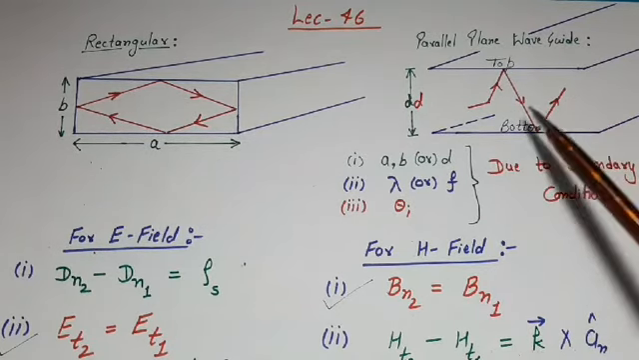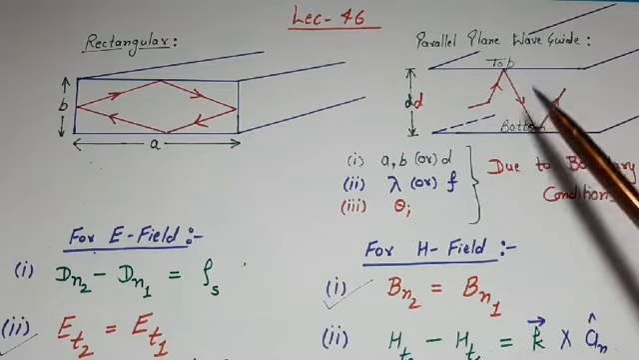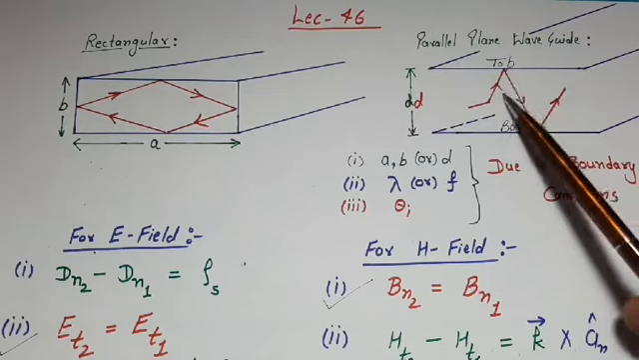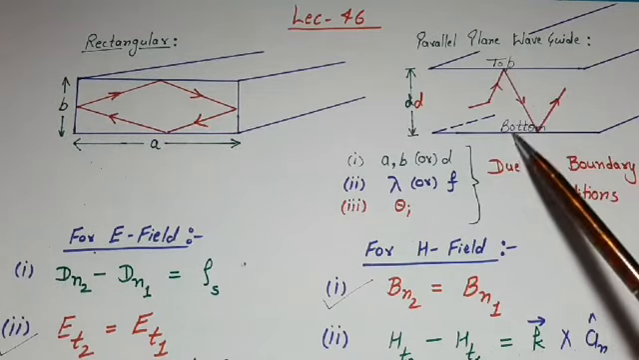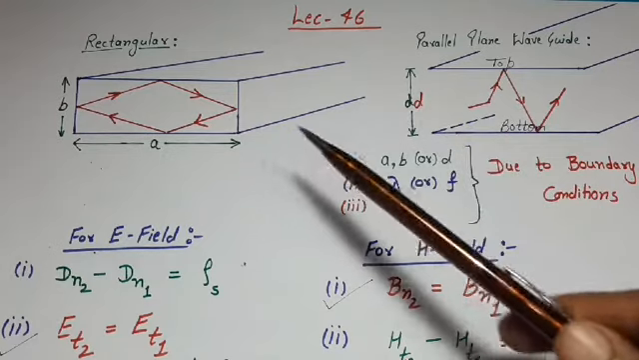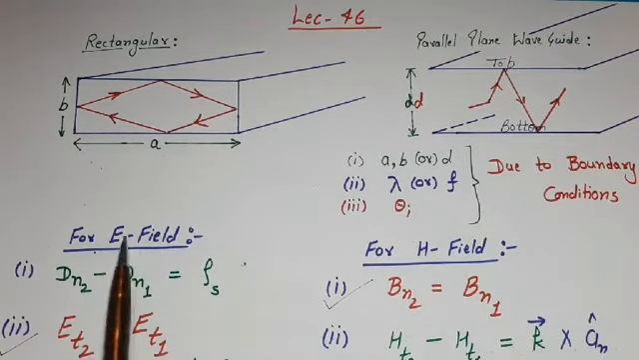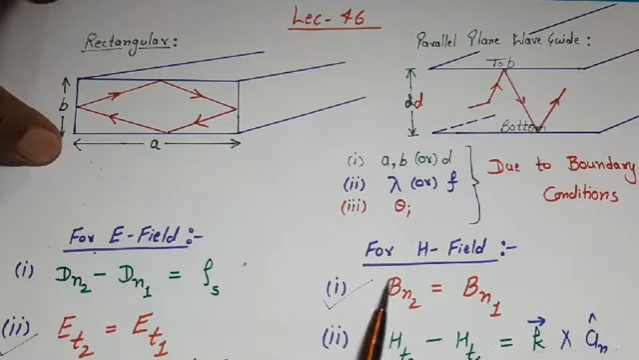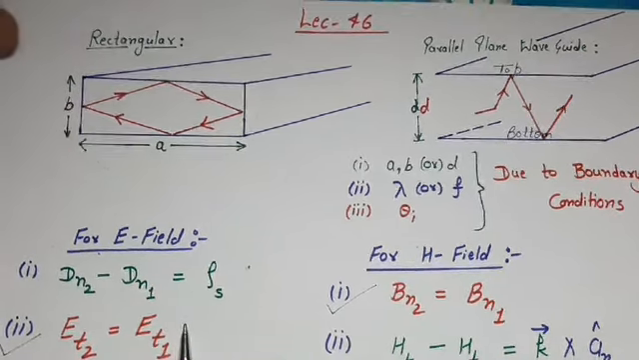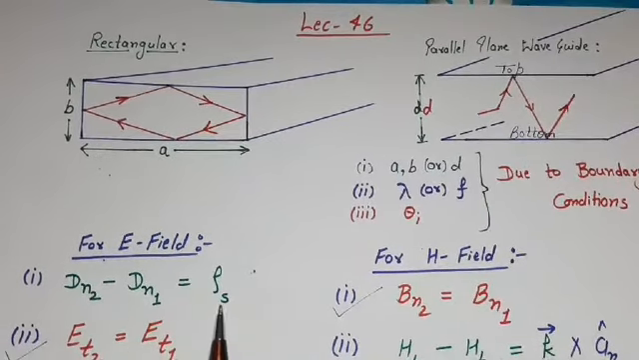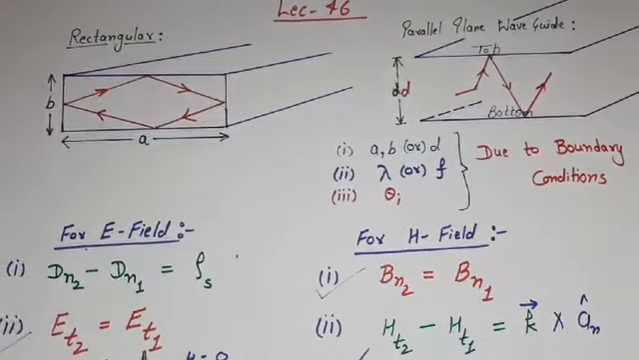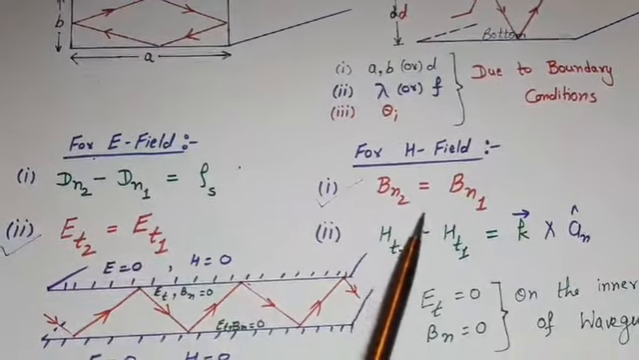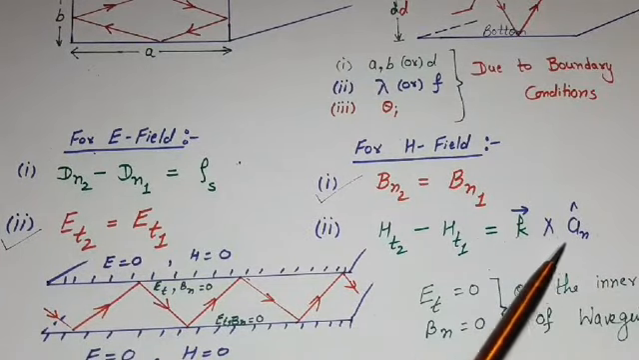In case of parallel plane waveguide, there are two boundaries, top and bottom. So the electromagnetic wave must satisfy the boundary conditions on both of these boundaries. There are basically 4 boundary conditions. 2 conditions are for the electric field component and 2 conditions are for the magnetic field component of the electromagnetic wave. Boundary conditions for the electric field component are Dn2 minus Dn1 is equal to rho s, and Et2 is equal to Et1. For the magnetic field component, the 2 boundary conditions are Bn2 is equal to Bn1, and Ht2 minus Ht1 is equal to K cross an cap.